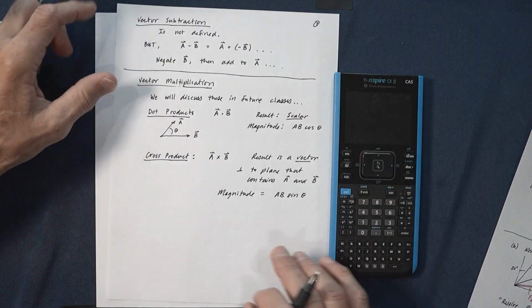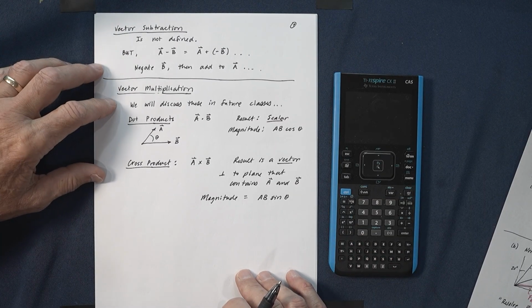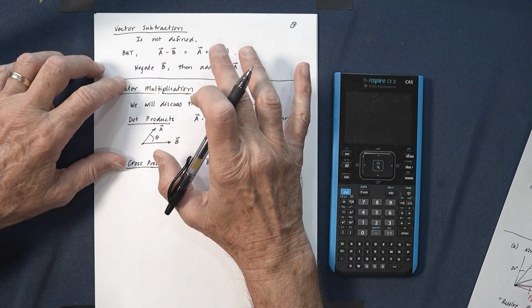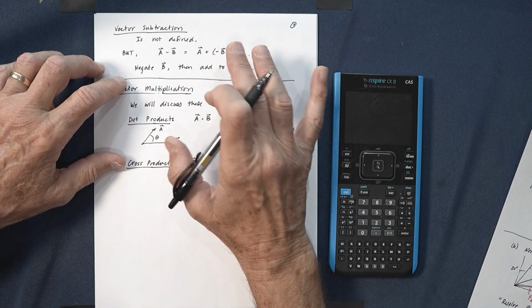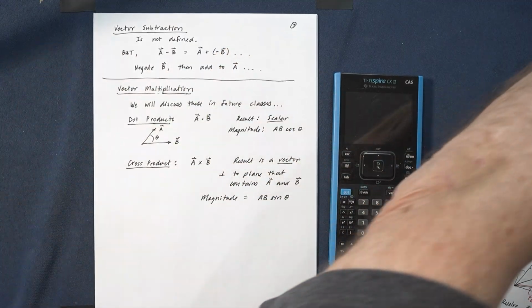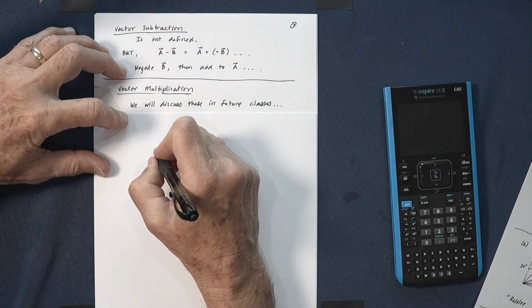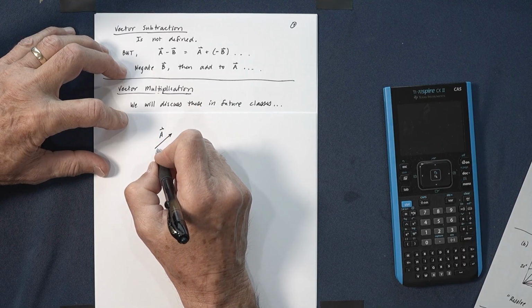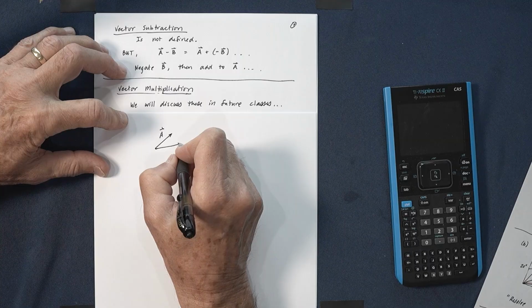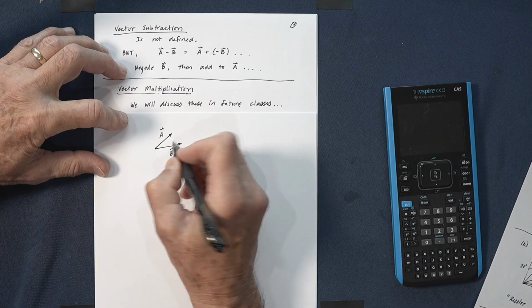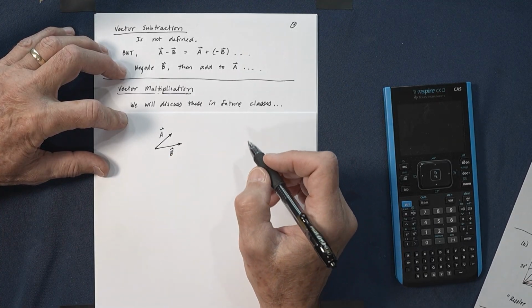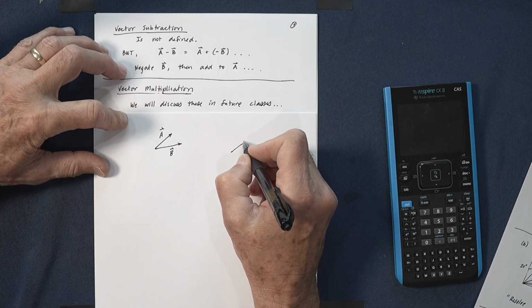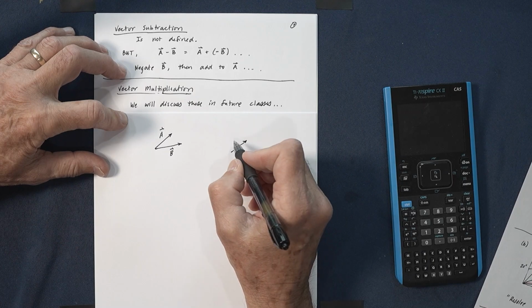About vector subtraction? Strictly speaking, vector subtraction is not defined. So A minus B is equal to A plus minus B. And so if I have an A vector and a B vector, I can subtract those. But I have an A vector here plus a minus B.